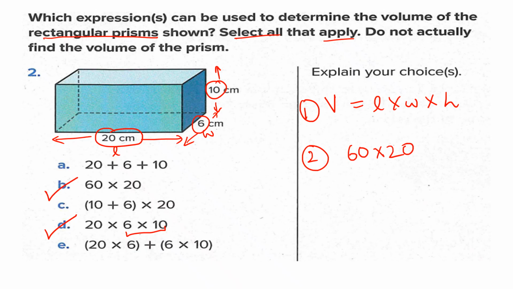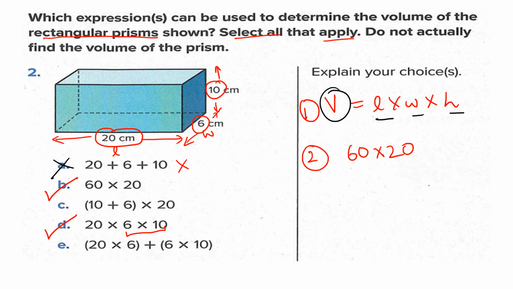Yes. So B is also the same, right? Another one. If you take the next option, 20 plus 6 plus 10. This is wrong because here you are adding. You don't have to add. If you see, you have to multiply length with height to get volume. So A is not my answer.